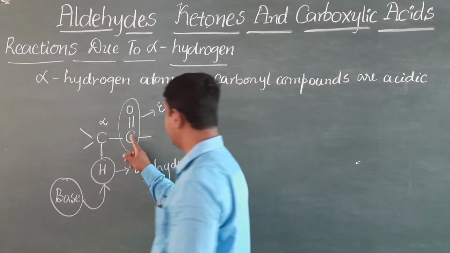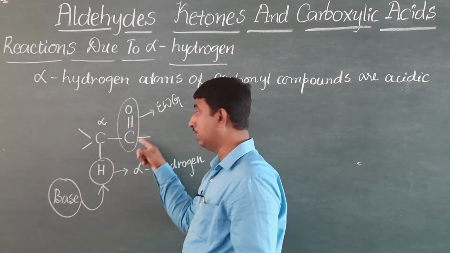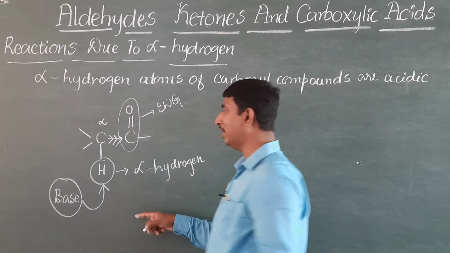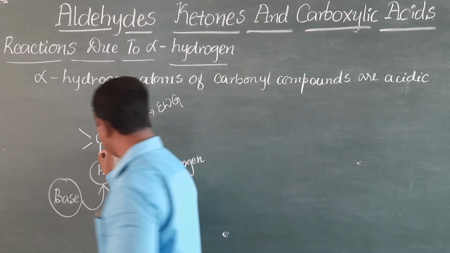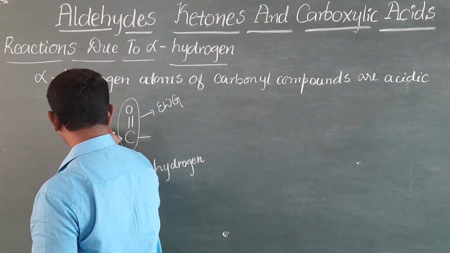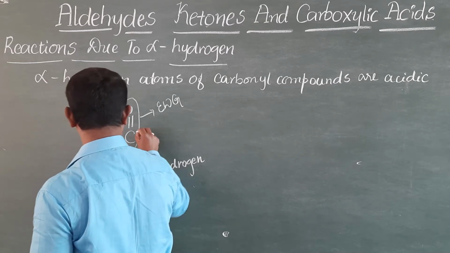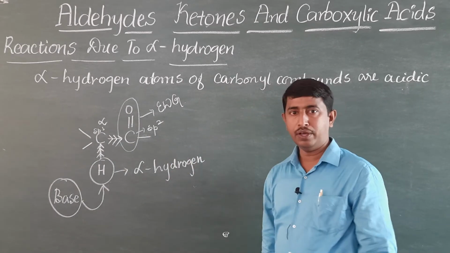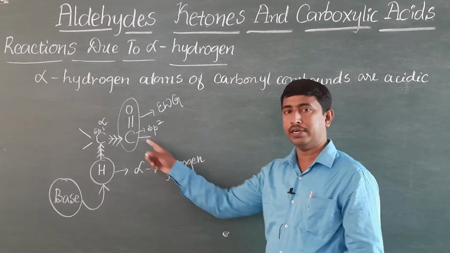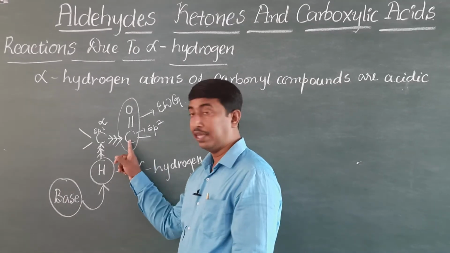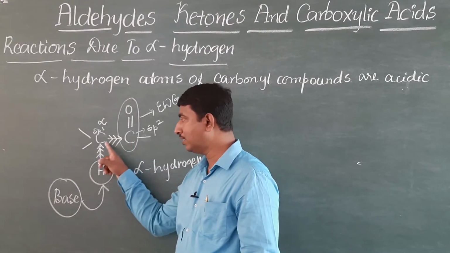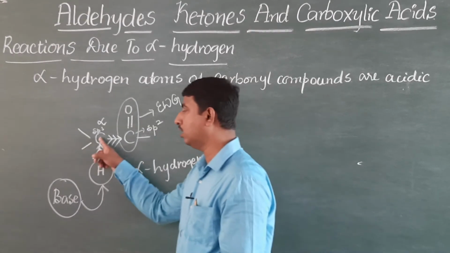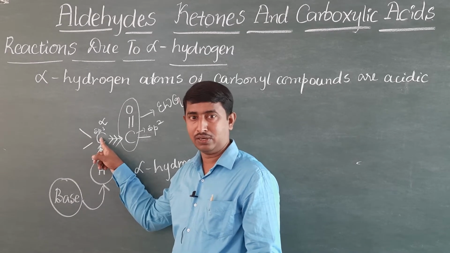And this electron withdrawing group, that is carbonyl group, will readily attract electrons towards itself. So electrons will move in this direction. So movement of electrons is like this. This is sp3 carbon. What about this one? This carbon is sp2 hybridized carbon. sp2 hybridized carbon is more electronegative compared to sp3. So this sp2 carbon readily attracts electrons from sp3 carbon. As a result, sp3 carbon becomes electron deficient.